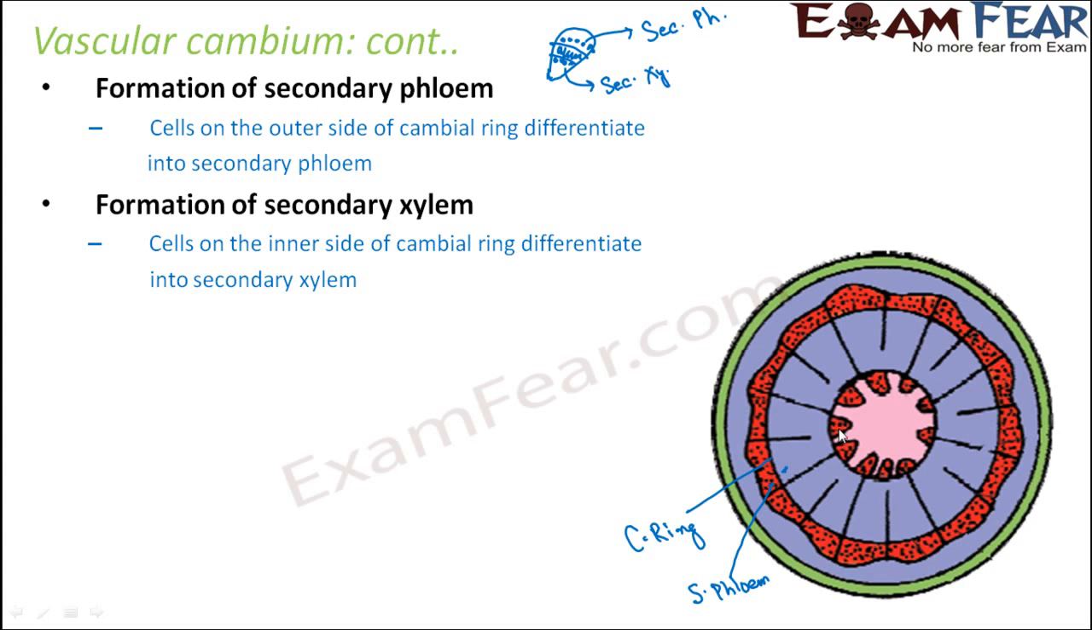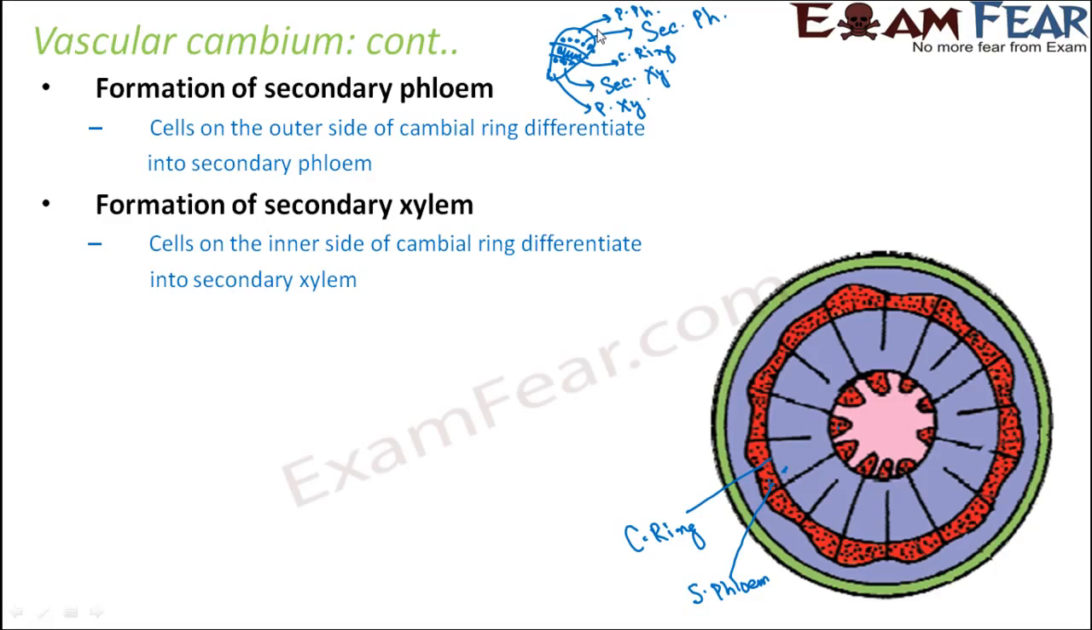So here you have your primary xylem, then you have your secondary xylem, then you have the cambial ring, then you have secondary phloem, and then you have primary phloem. So this is how it will be. Right, here you have the cambial ring and innermost is your primary xylem and outermost is your primary phloem. Right, so innermost is primary xylem, then secondary xylem, then cambial ring, then secondary phloem, and then primary phloem. Clear?